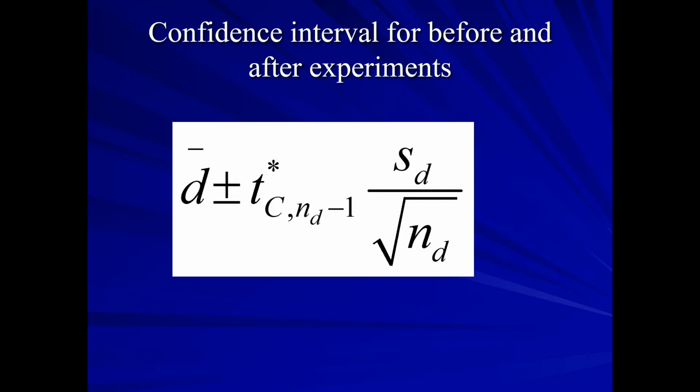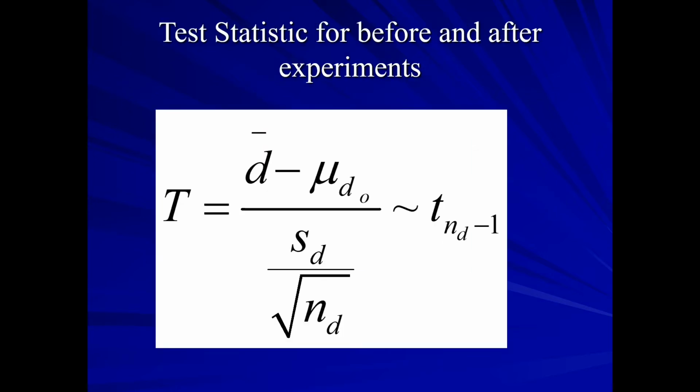Our confidence interval for these paired data is then d bar plus or minus the margin of error, where the margin of error is our critical t star with its degrees of freedom equal to the number of differences minus 1, times the standard deviation of differences over the square root of the number of differences. And then our test statistic will be defined. It'll be d bar minus the mean difference in the null hypothesis, mu sub d0, divided by the standard deviation of the differences over the square root of the number of differences, and this is going to be distributed as a t with degrees of freedom equal to the number of differences minus 1.